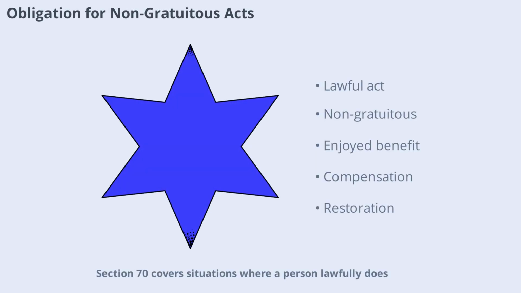Section 70 covers situations where a person lawfully does something for another without intending it to be gratuitous. The recipient must compensate or restore the benefit. The act must be lawful, not intended to be free, and the recipient must enjoy the benefit. This ensures compensation for services or goods provided without a formal contract.